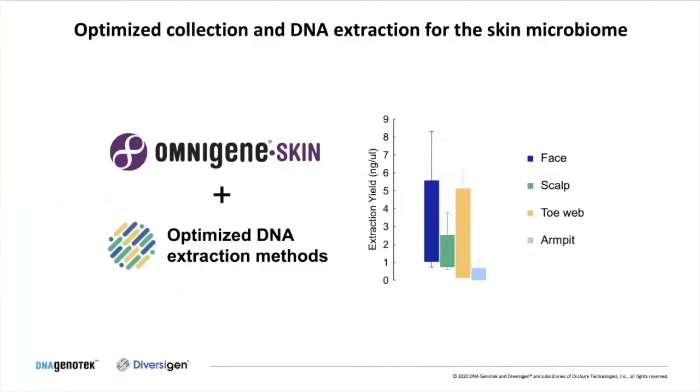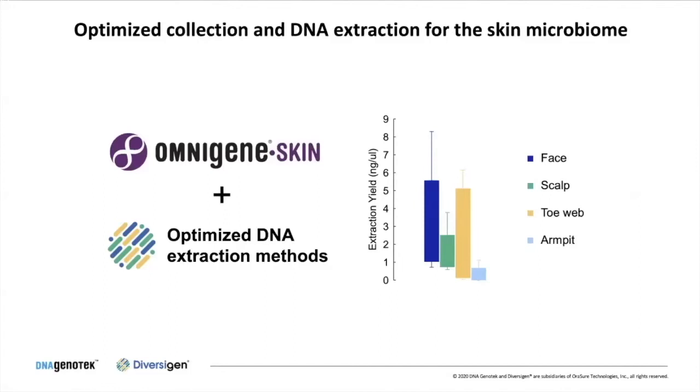And one of the real advantages that we have in working with DNA Genotek is that we're able to co-develop and co-optimize methods for collection and the downstream processing. One of the areas where we've done that is on extraction of the DNA from skin. Brice had mentioned a method that was developed internally at DNA Genotek and optimized for extraction of samples from these OMNIgene SKIN kits.